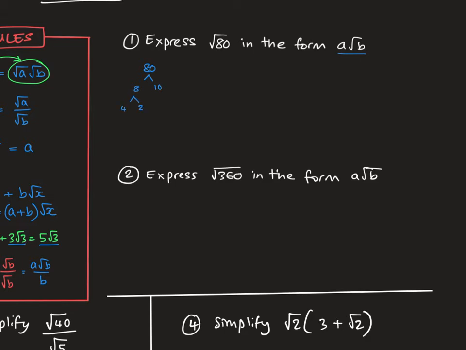8 is 4 times 2, and that's a prime number, so we circle it. And 4 is 2 times 2. 10 can be split down into 5 and 2. Okay, so we can see that 80 is the same as 2 times 2 times 2 times 2, so that's 4 of those, times 5.